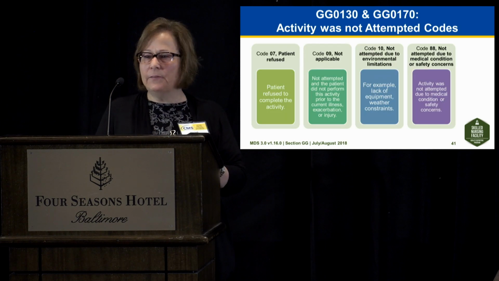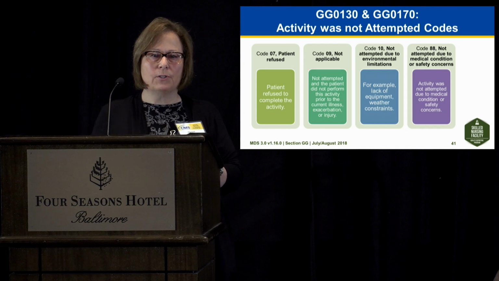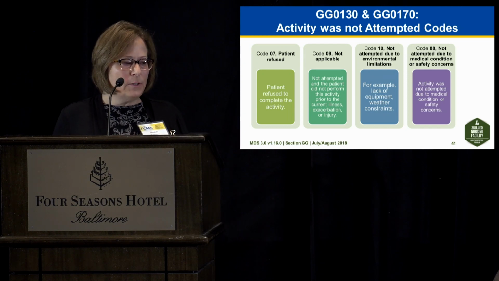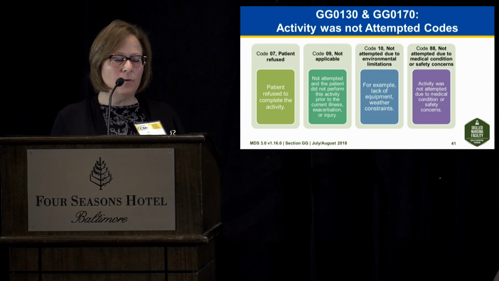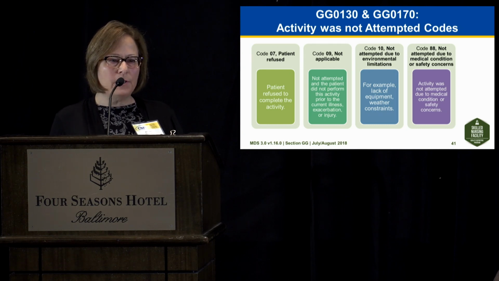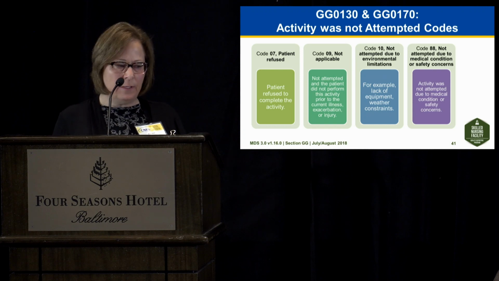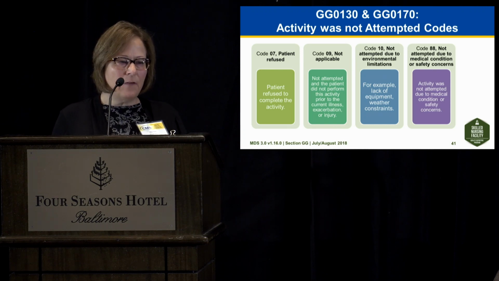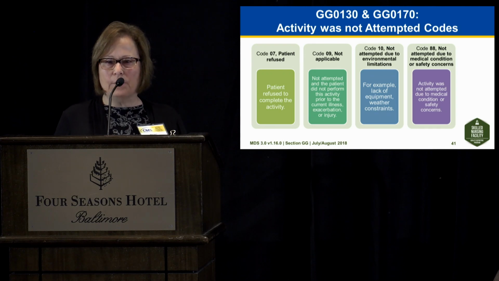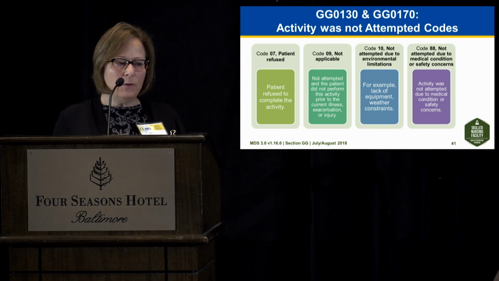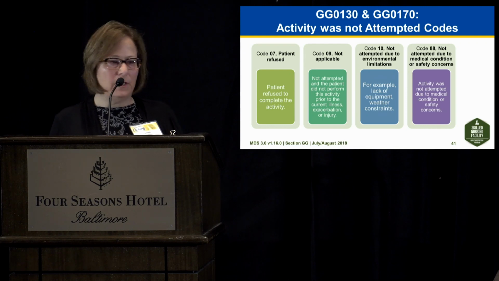We also have these activity not attempted codes, which are very useful. Code 07, if the patient refused. You would code 09, not applicable, if the activity was not attempted and the patient or resident did not perform the activity prior to the current illness, exacerbation, or injury. You would code 10 if the activity was not attempted due to environmental limitations, for example, lack of equipment or weather constraints. And code 88 if the activity was not attempted due to medical conditions or safety concerns.